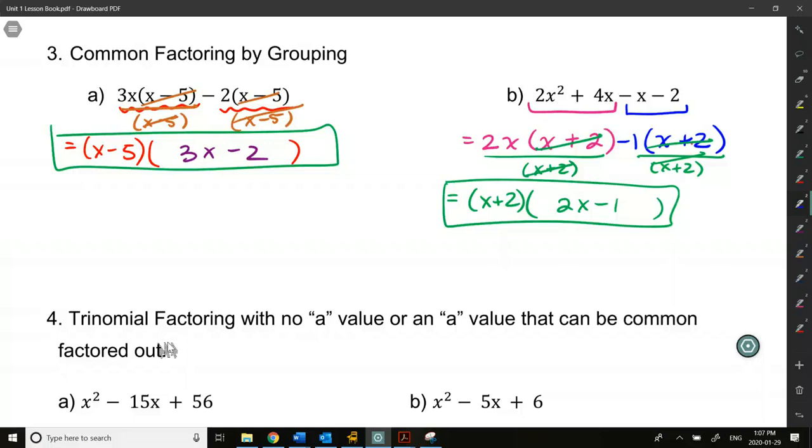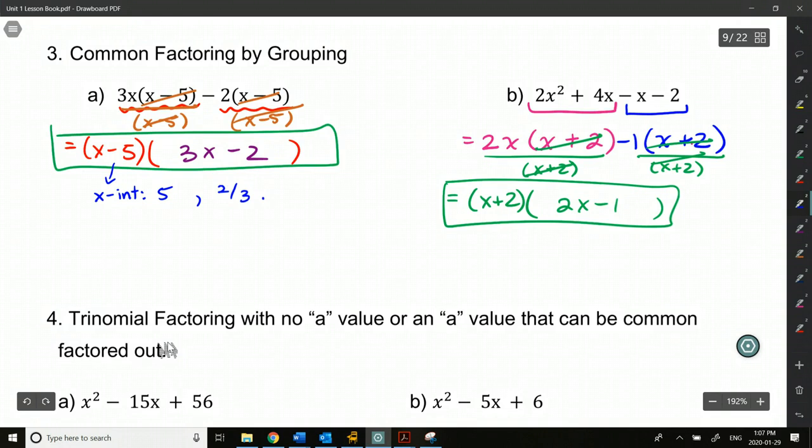What x values? There's special x values. I know what the concept is, I just forget. The zeros. Yeah, x-intercepts. So I would know that one of my x-intercepts is at 5, and for this one, it would be 2 over 3. So yes, factored form tells us where the graph intersects the x-axis.